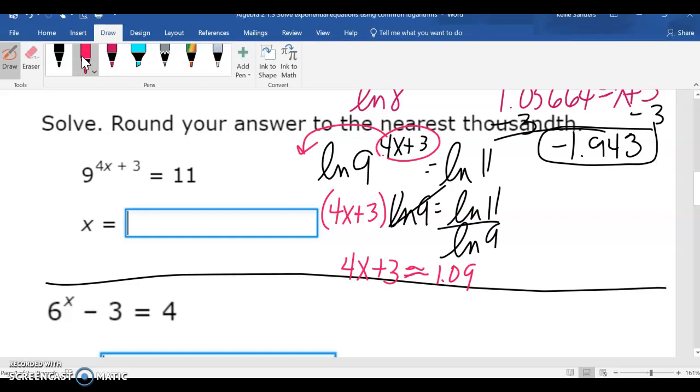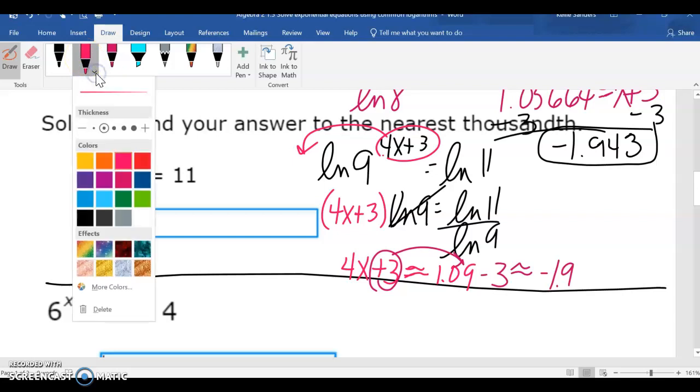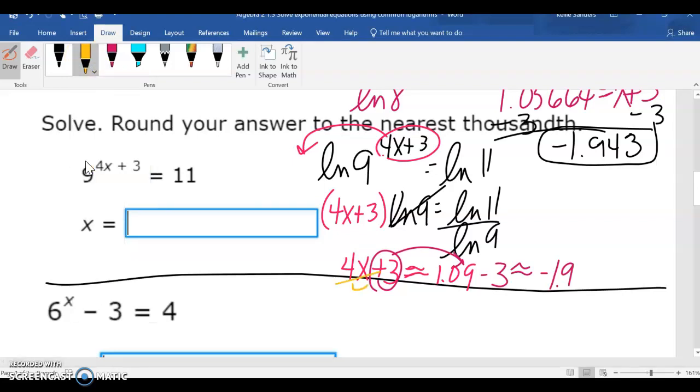I am not going to round it. I am keeping this number in my calculator. I'm going to talk myself through the rest of this and put it in the calculator as we go. The next step would be to move the 3 over. So we're going to subtract 3. So minus 3 in your calculator and press enter. And now I'm at approximately negative 1.9. I'm going to keep that in my calculator and do one more thing to be able to get x by itself. And that would be divide by 4.